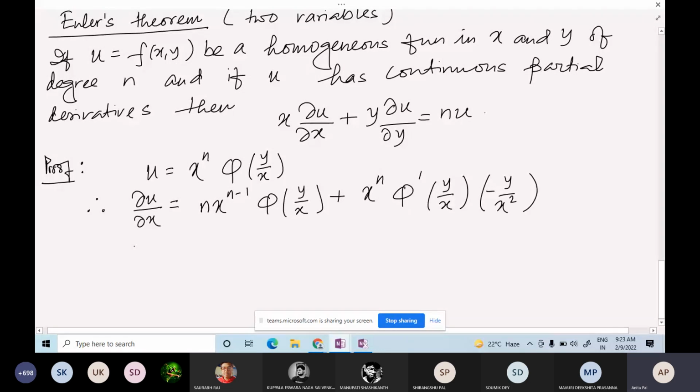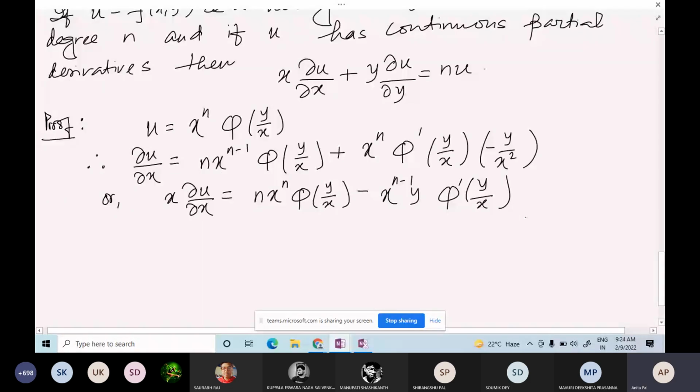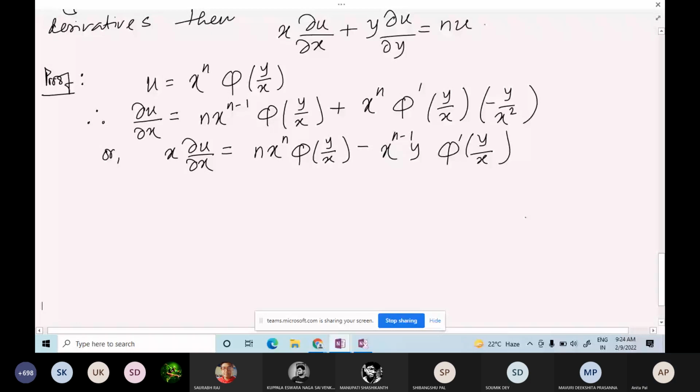So what will be x del u del x? x del u del x will be n x to the power n phi y by x minus x to the power n minus 1 y phi dashed y by x. Is it okay? Yes, ma'am. Now again we'll differentiate this u with respect to y.